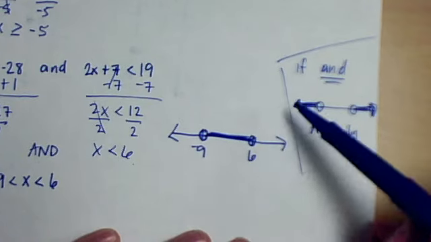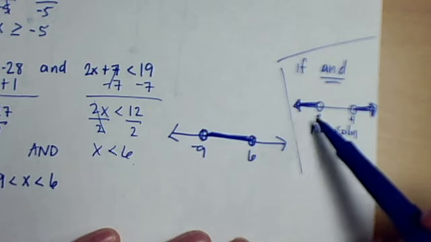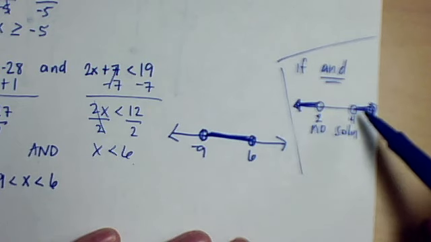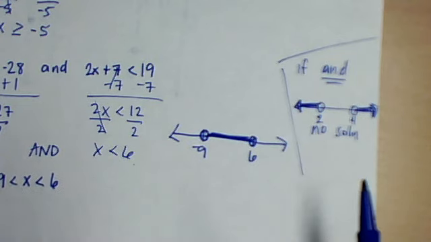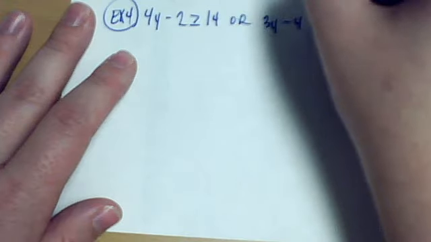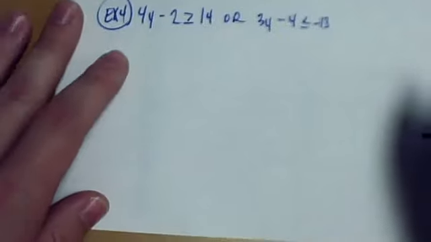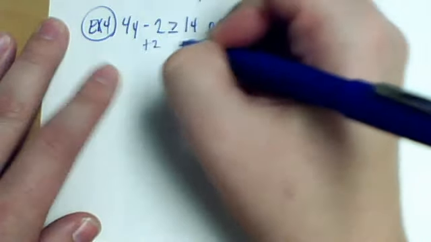The reason being is you can't have something that's, let's just give these numbers, 2 and 4. You can't have a number that's less than 2 but also greater than 4. That doesn't happen. Okay, so that's the reason being this is no solution. So look for that in your homework. Alright, down to example 4. If I have 4y minus 2 greater than or equal to 14, or 3y minus 4 less than or equal to negative 13. Alright, again, solve these like normal, so I'm going to just solve these real quick.